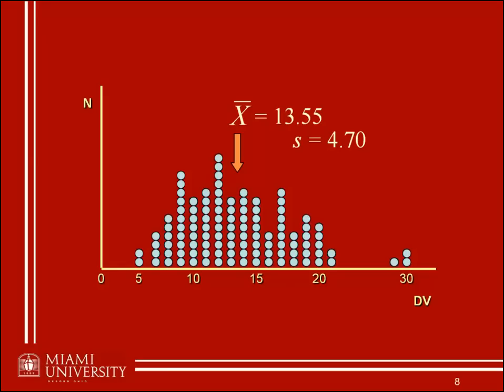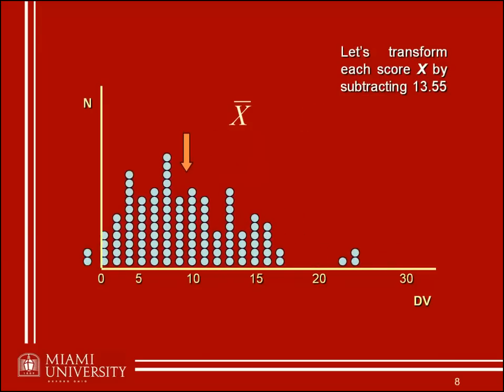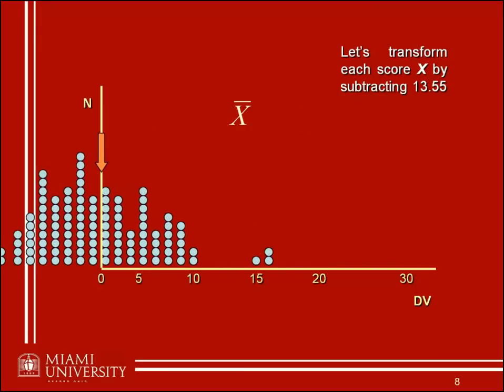So now let's apply some of these transformations that we talked about. Let's start by transforming each score, x, by subtracting 13.55. This would be an example where we want to transform this set of scores into deviation scores. Because when we subtract 13.55, that mean value, from each and every score, we're shifting the entire distribution to the left by 13.55. So each and every score has had 13.55 subtracted from it.